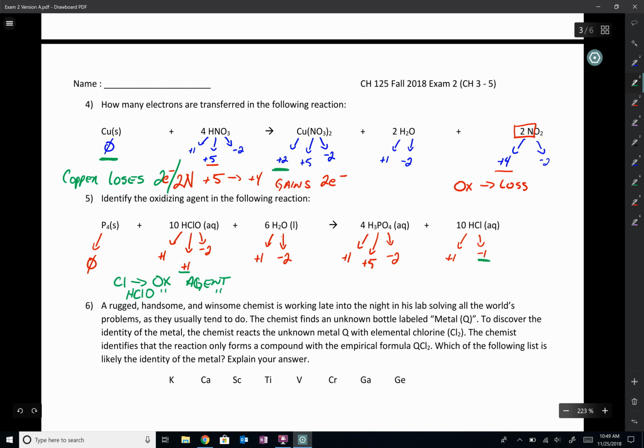You have to know what an oxidizing agent does. Oxidizing agents cause oxidation. Oxidation is a loss, therefore oxidizing agents gain. And that's what makes these tricky. Agents are causing something to happen.